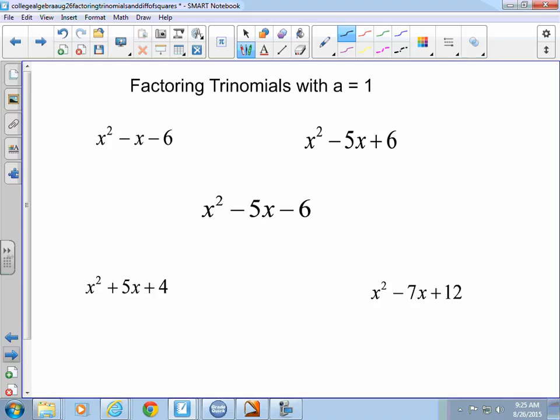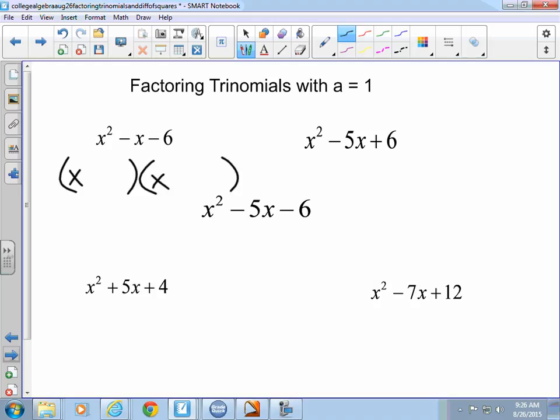Does that make sense? So, I know there are two parentheses here. I want to know what are my options for what can go where. I know the first number, the letter X, it has to be X and X in both sets of parentheses. Someone tell me why.